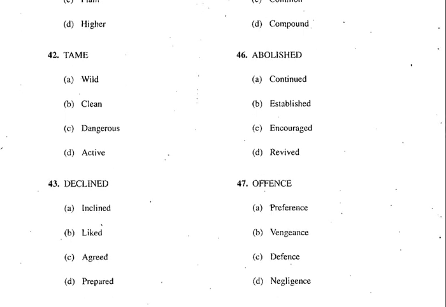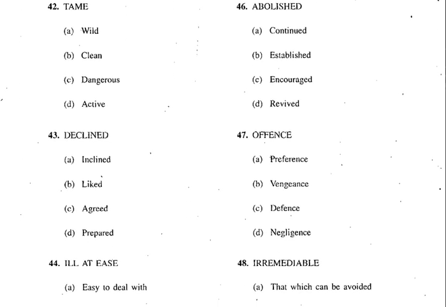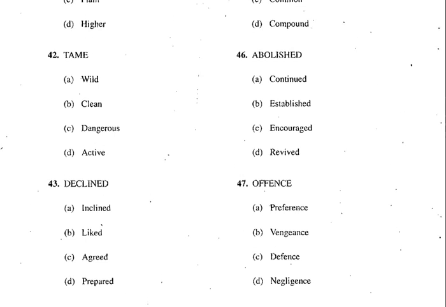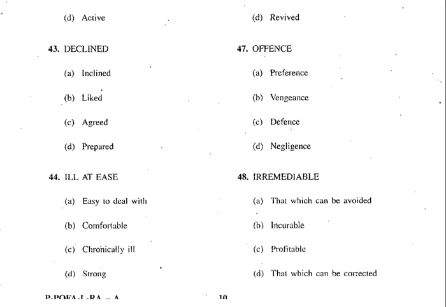The 42nd one. I think the 42nd one is quite easy. Very easily you can find out the answer for that. What is tame? Tame animals and wild animals. Wild, clean, dangerous, active. All these are the options. And the easiest one is wild. Let's move on to the 43rd one.